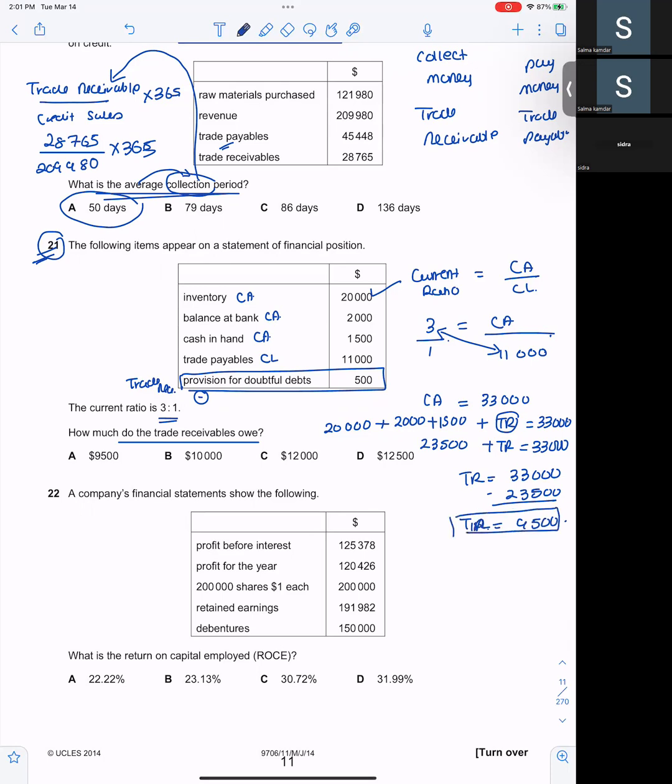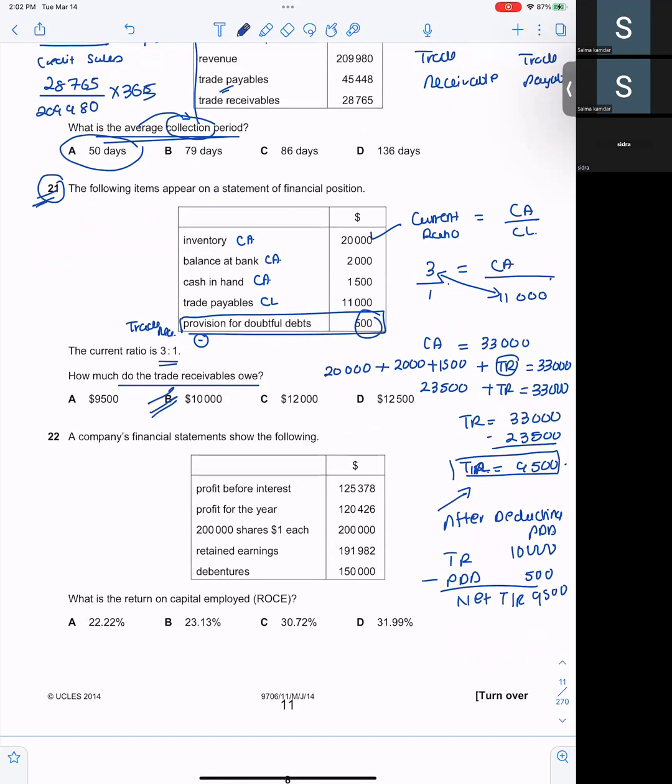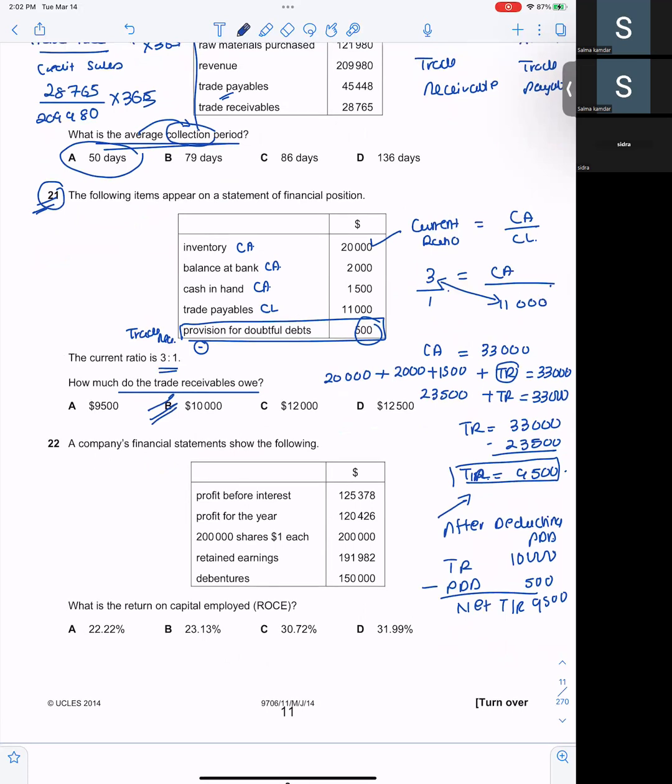This 9,500 is after deducting PDD. So trade receivables minus PDD gives me my net trade receivables. I don't know how much my debtors owe, but I know my net trade receivables is 9,500. Provisions is 500, so trade receivables would be 10,000. When you calculate the current ratio, you subtract PDD from trade receivables, so after subtracting I got this 9,500. Okay, makes sense.